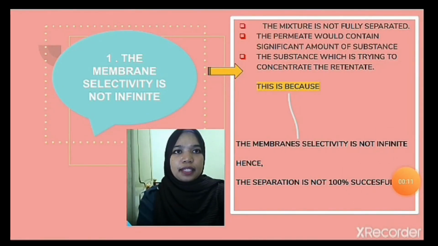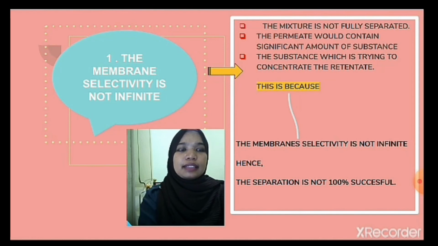So the first point is that membrane selectivity is not infinite. This will result in the mixture not being fully separated, in which the permeate will contain a significant amount of substance that should be in the retentate solution. This is because the membrane selectivity is not infinite. Hence, the separation is not 100% successful.